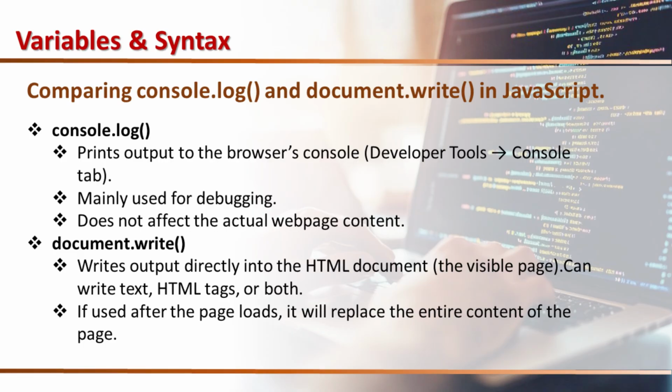The console.log method prints output to the browser's console, which can be accessed through the Developer Tools console tab. It is mainly used for debugging and does not affect the visible content of the web page. On the other hand, document.write writes output directly into the HTML document, so it appears on the page itself. It can display text, HTML tags, or both. However, if it is used after the page has fully loaded, it will replace the entire content of the page.